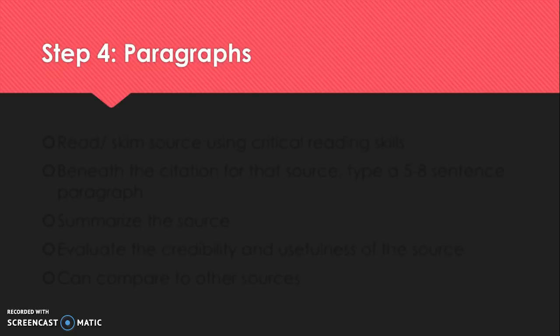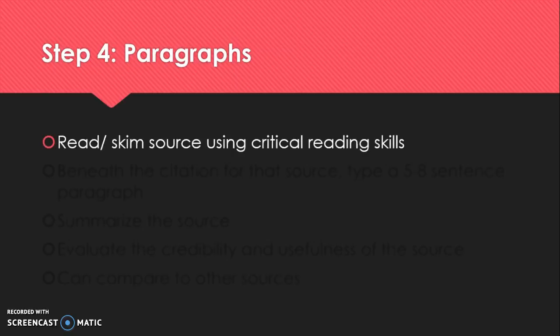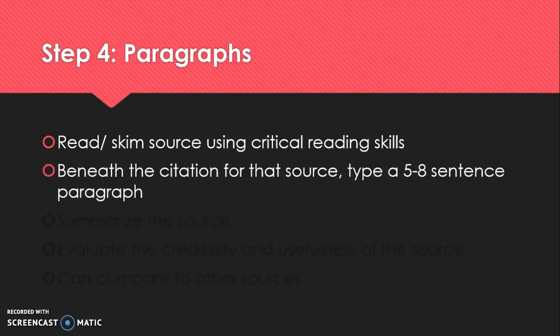Okay, so once you've got your works cited entries written out for your sources, or while you're doing this, they can be concurrent, you're going to put in your paragraphs. And so the point of the bibliography is we have essentially a works cited page with paragraphs. And so beneath each citation for that source, you're going to put a paragraph about it. You first want to read or skim the source using critical reading skills we've learned about this semester. Then, beneath the citation for that source, you're going to type a 5 to 8 sentence paragraph.